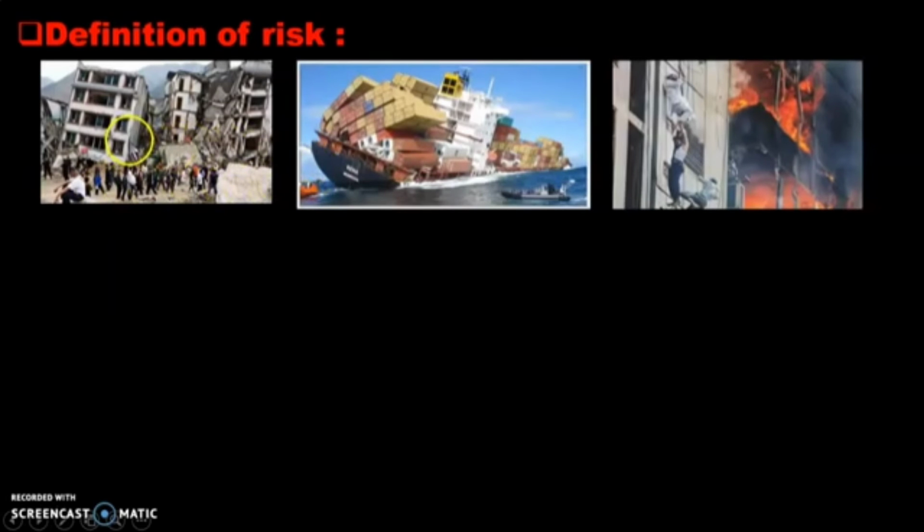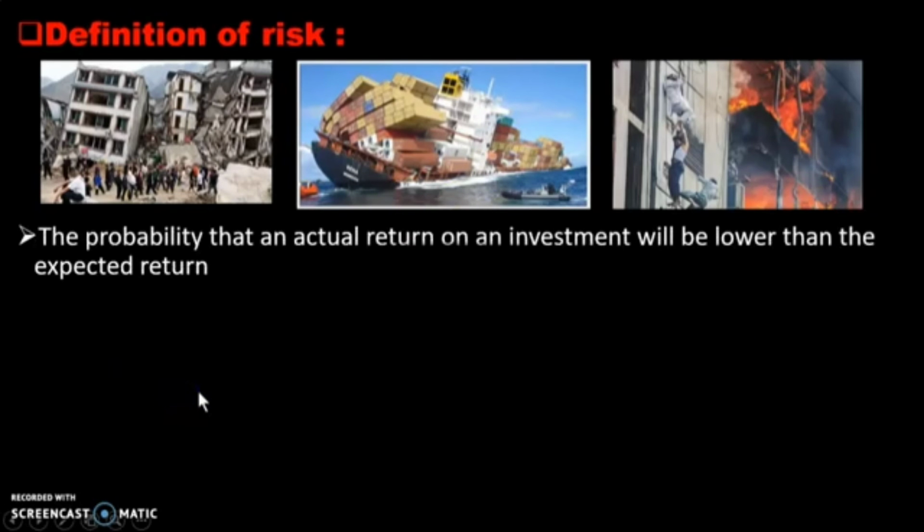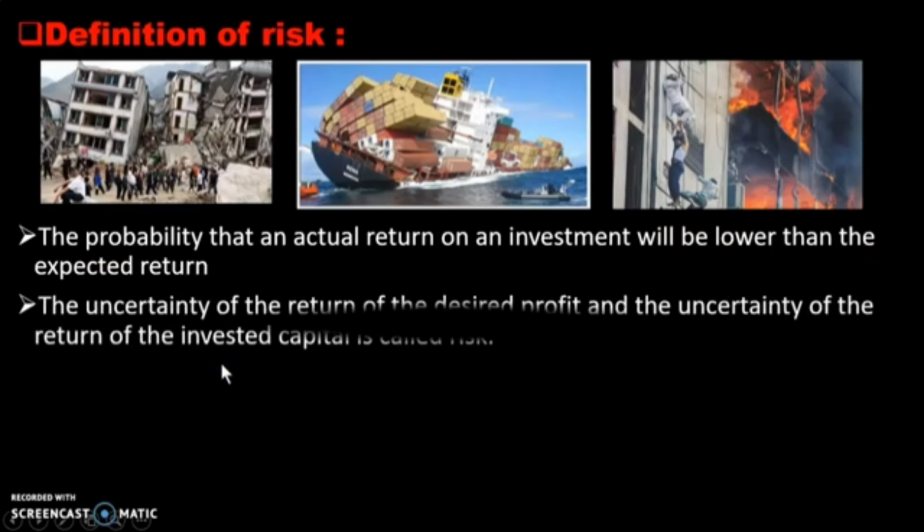Now we want to know the definition of risk. There are three images of risk. First, earthquake. Second, marine perils. And third, fire risk. Most of the time, we face many risks in our business. People say no risk, no gain. So every businessman takes risks for his profit. The possibility that the actual return on an investment will be lower than the expected return means risk. The uncertainty of the return of the desired profit and the uncertainty of the return of invested capital is called risk.